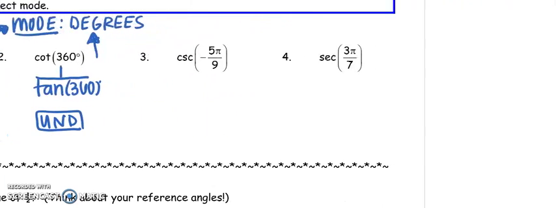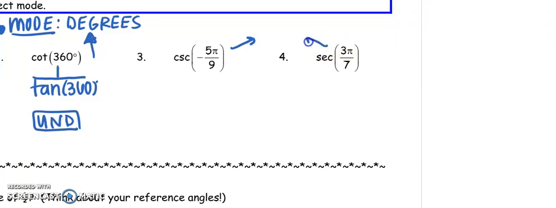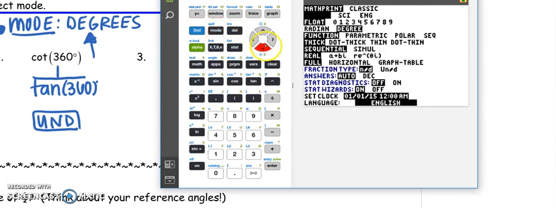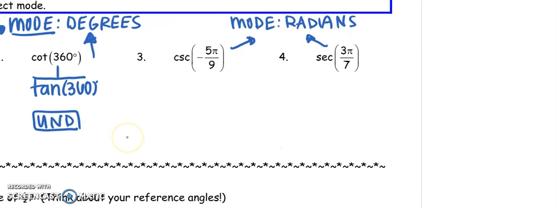Done with that one. Now over here you'll notice that these are in radians, so make sure you change your mode to radians for these ones. I'm going to write that down. Mode to radians. So go here, go to mode. Let me quit out of this first. Go to mode, go down here to radians and hit enter. And now we can tackle cosecant of negative 5 pi over 9. So this would be 1 over the sine of negative 5 pi over 9.